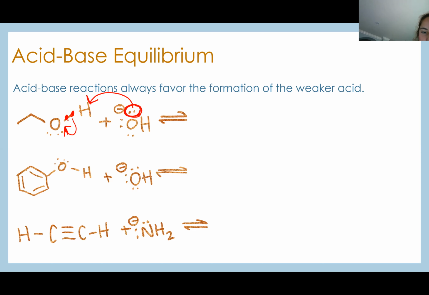And I don't think I drew the products. No, I didn't. Okay. So that's going to give us the conjugate base of ethanol, which is ethoxide. And what's our other product? Water? Yeah, it's water.